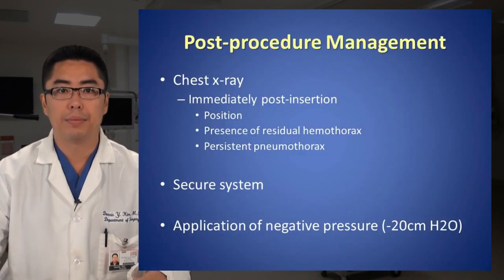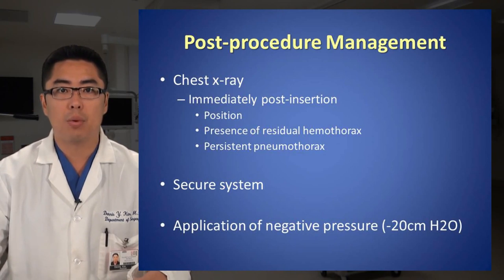Post-procedure management. Immediately following chest tube insertion, a confirmatory chest X-ray should be undertaken. This chest X-ray may demonstrate the position of the tubing, the presence of a residual hemothorax, as well as a persistent pneumothorax. Ideally, all holes or fenestrations in the chest tube should be within the pleural cavity.